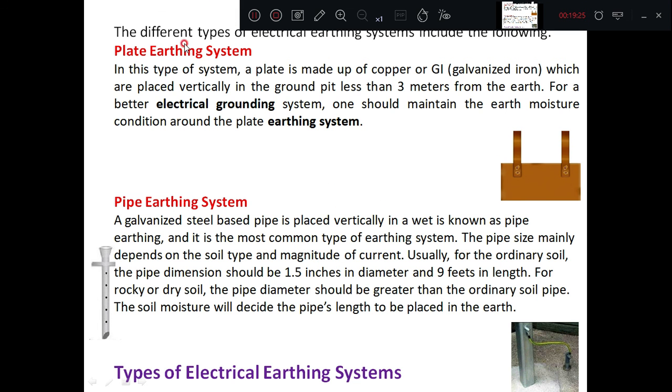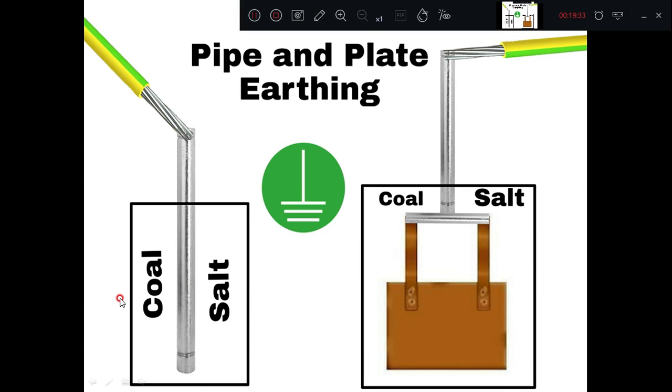There are two types of earthing made here. One is called plate earthing, where you use a plate as the earthing material, whereas in the other case a rod is used. These are the pictorial views of the earthing. Coal and salt are provided to make the resistance less, whereas this is the plate earthing.